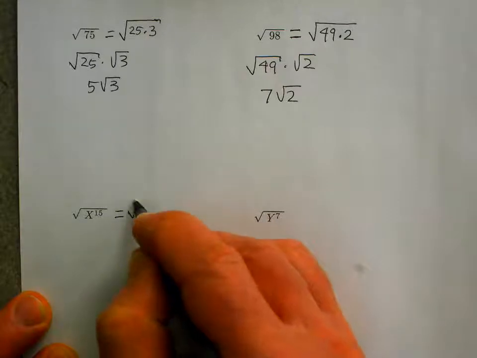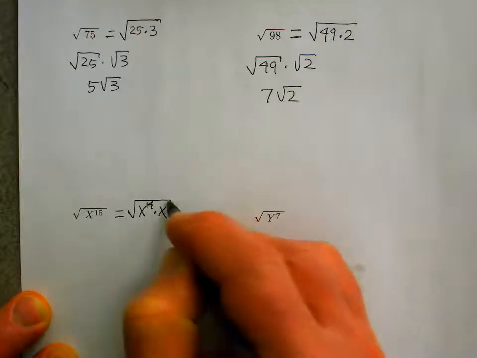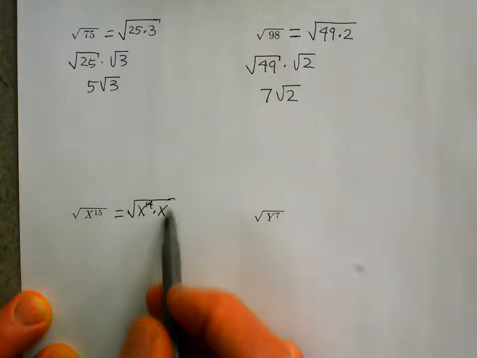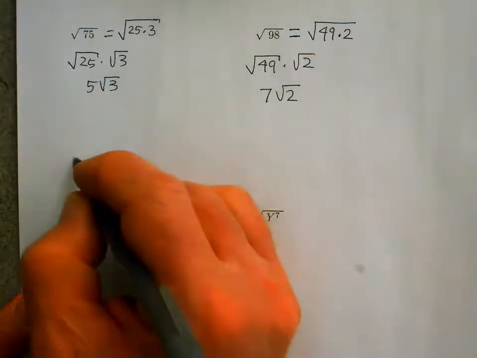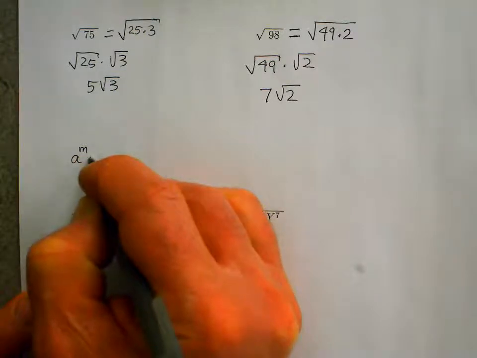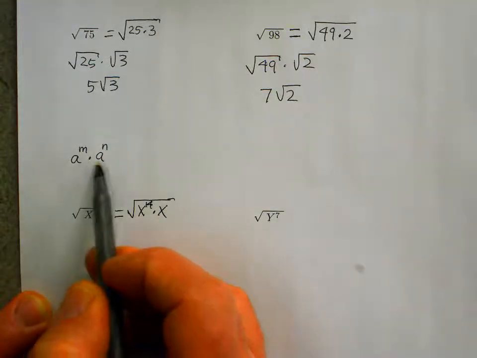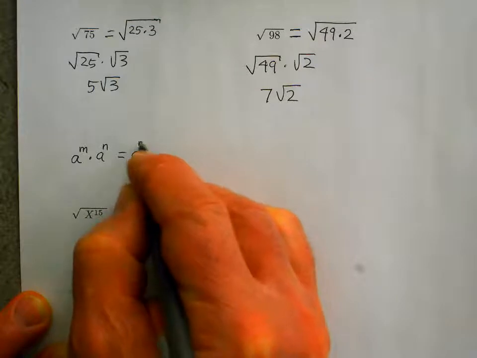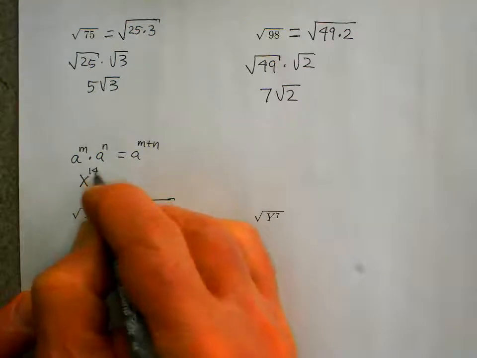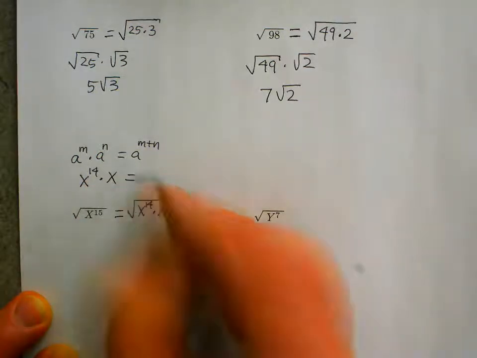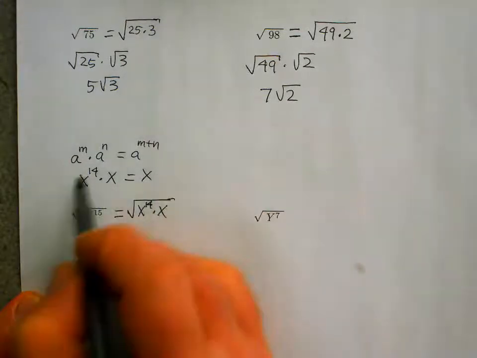So rewrite this as the square root of x to the 14th times x, which is x to the first. So you might want to remember, or if you have to, review the properties of exponents that we covered a few weeks ago. If you have a to the m times a to the n, you add the exponents, a to the m plus n. So in this particular case, x to the 14th times x, well, x has an exponent of 1, so this is x to the 14 plus 1, or x to the 15th.